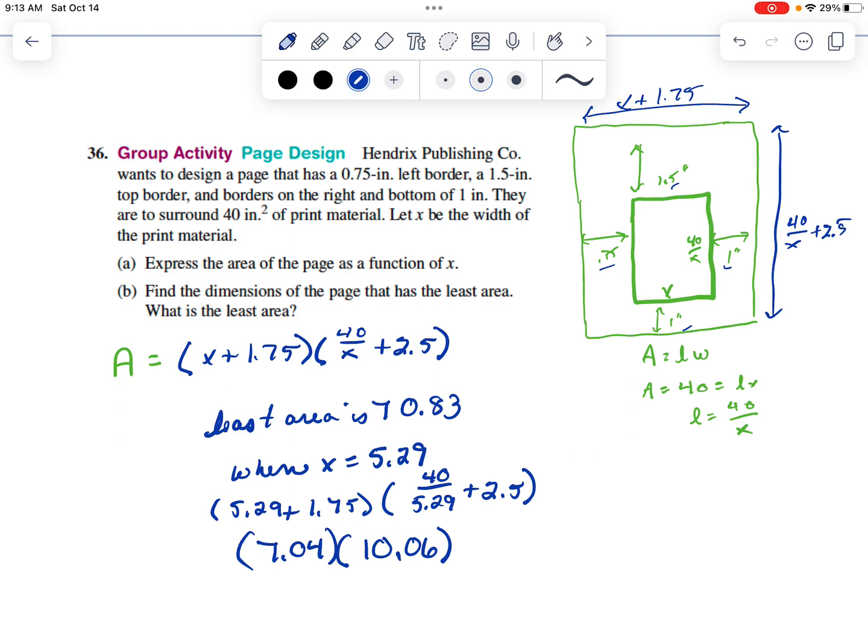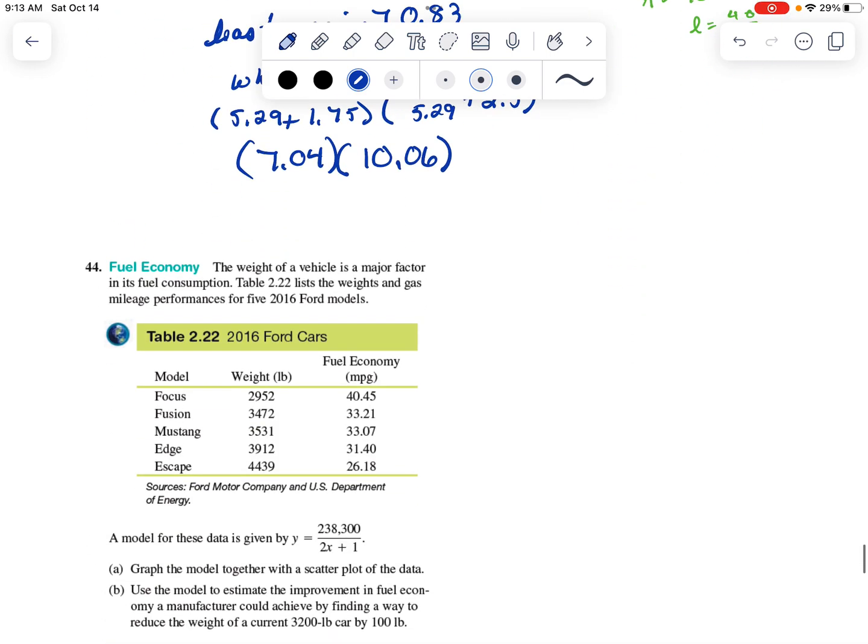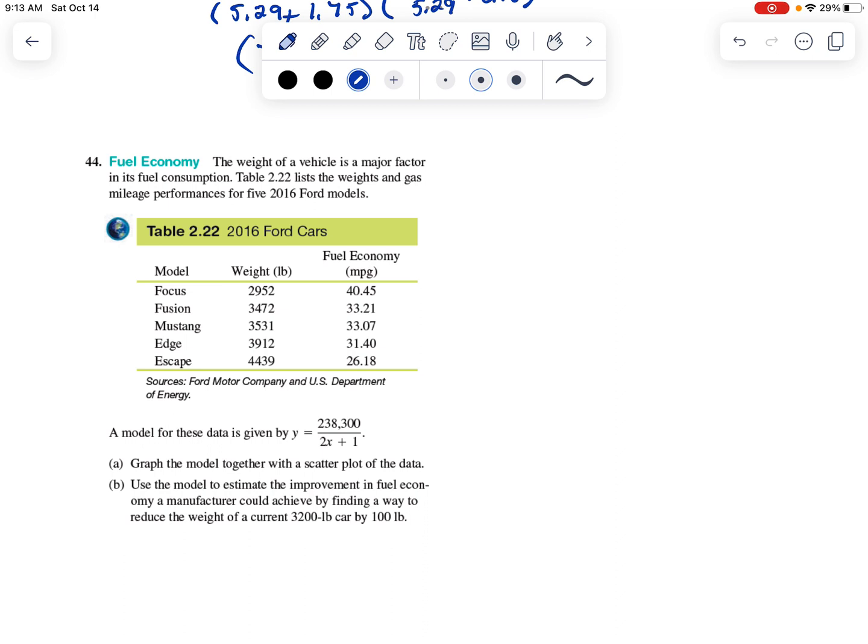All right, the last example. Fuel economy. The weight of a vehicle is a major factor in its fuel consumption. The table lists the weights and gas mileages for 2016 Ford models, and they tell us a model for this data is given by y equals 238,300 divided by 2x plus 1. Remember, y again is the fuel economy, and the x is the weight. So weight is x, fuel economy is y.